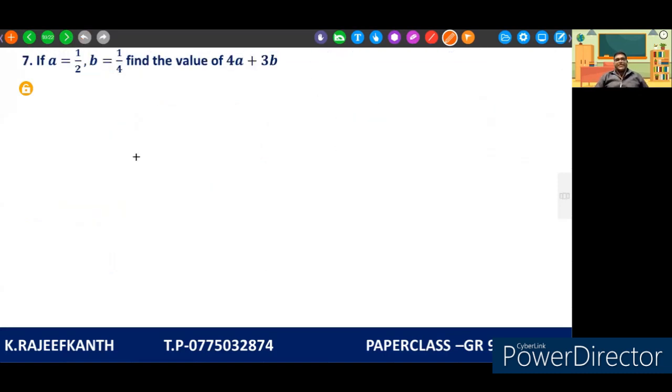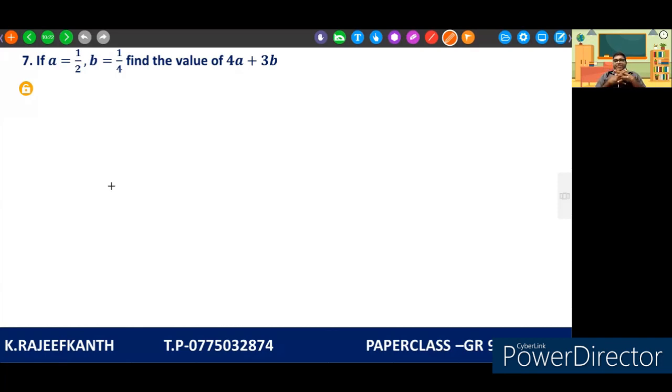Question number 7. If A equals half and B equals 1/4, find the value of 4A plus 3B. While I am reading the question, you have to find the answers quickly, right? So if A equals half and B equals quarter, that means 1/4, find the value of 4A plus 3B.